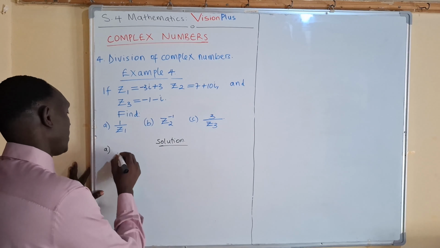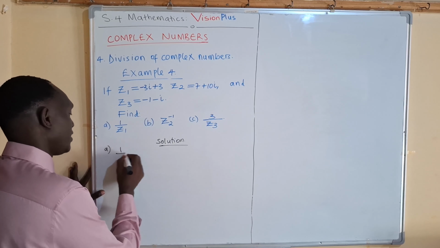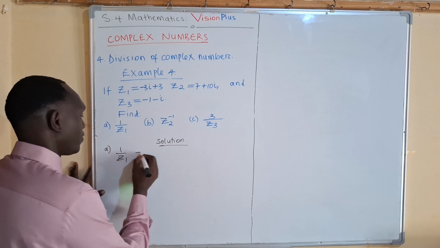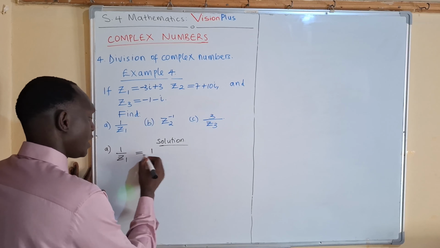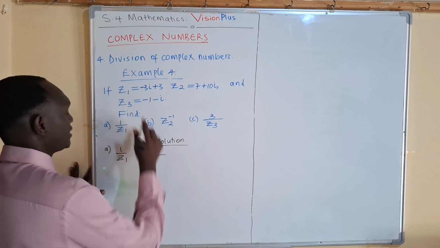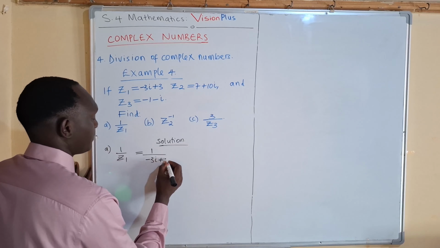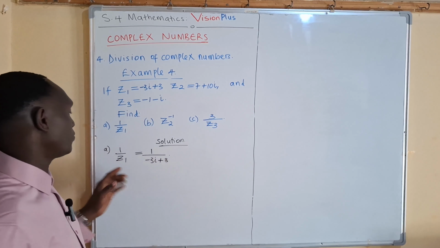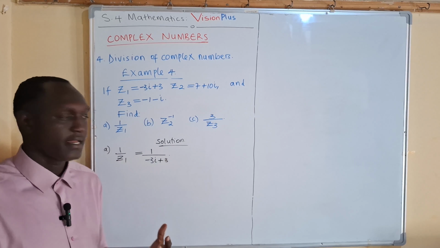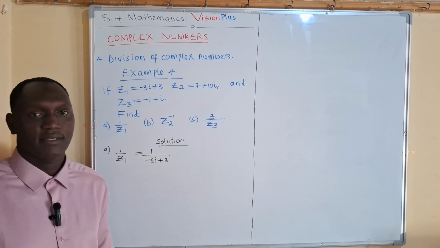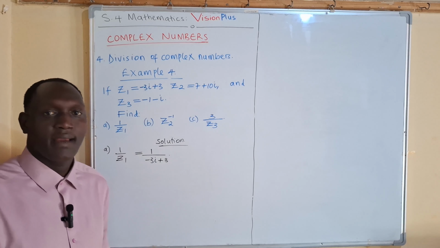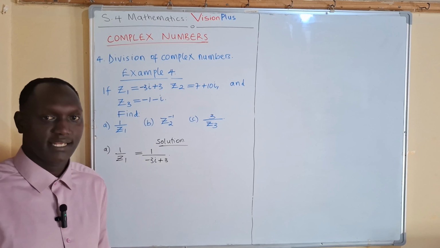Let's substitute for Z1. So we shall just say 1 out of Z1 equals 1 out of, what is Z1? Z1 is negative 3i plus 3. This means that we are trying to divide 1 by Z1. In other words, we are trying to divide 1 by negative 3i plus 3.